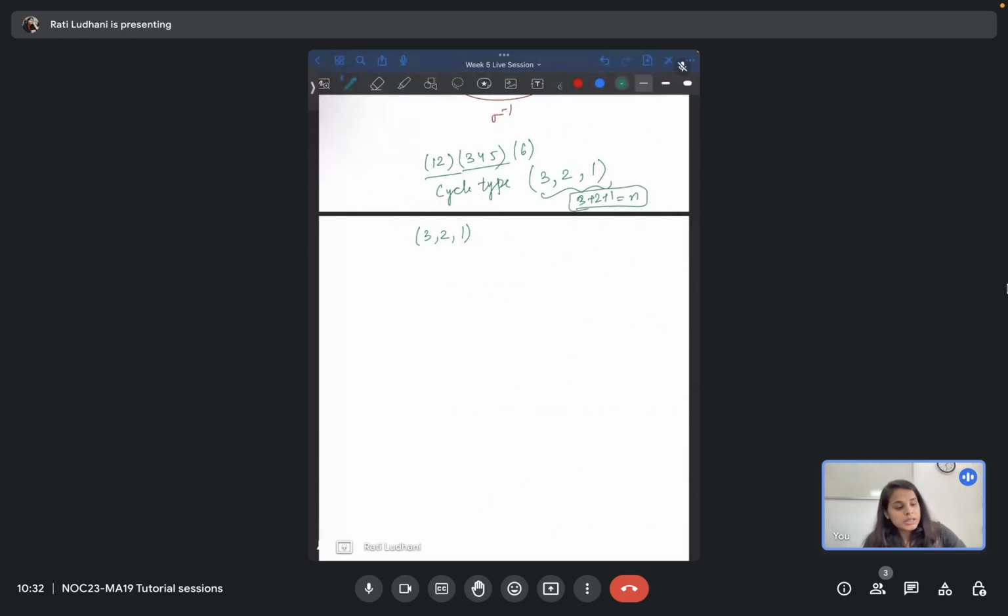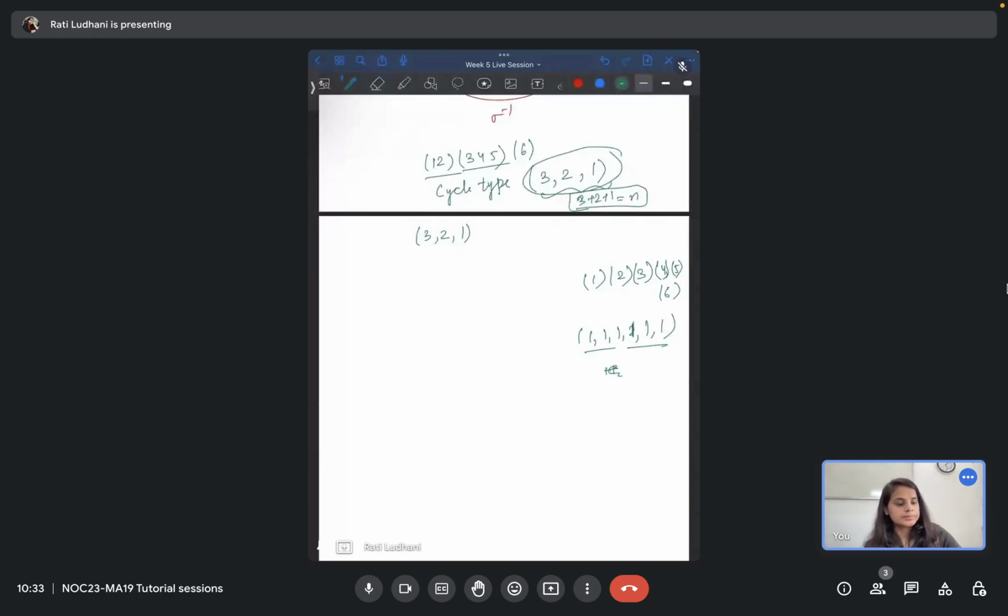So cycle type is like this. For example, if you have the identity map, where everything is mapping to itself, the cycle type will be 1, 1, 1, 1, 1, 1. So these are 6. So the sum should be full. The sum should be 6. Okay?